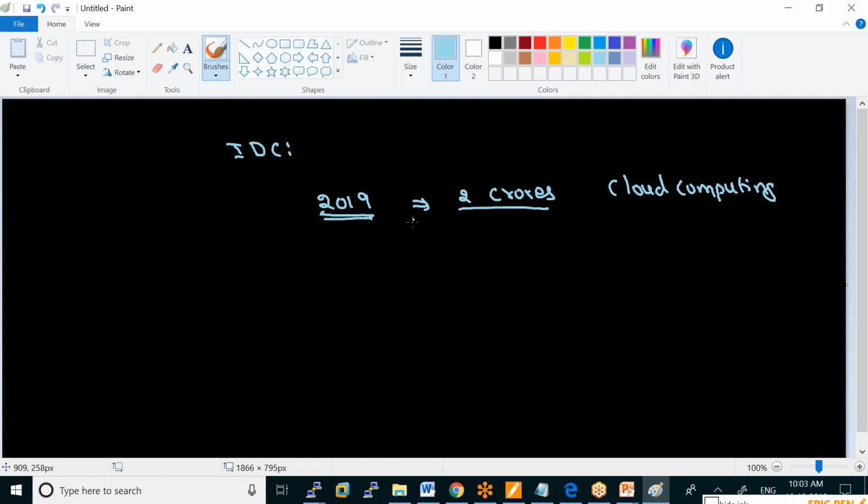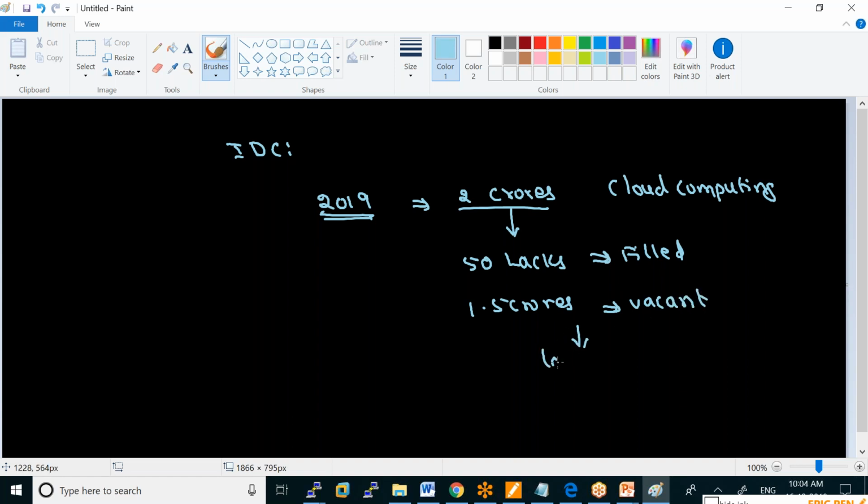Out of the 2 crore openings to be filled by the end of 2019, IDC is predicting that only 50 lakh can be filled. The remaining 1.5 crore will lie vacant because of a lack of skilled expertise. That is the reality. So I request each and every one of you to make use of this opportunity in a better way.